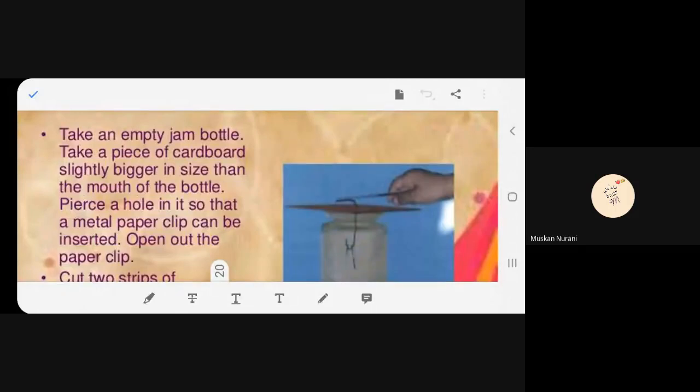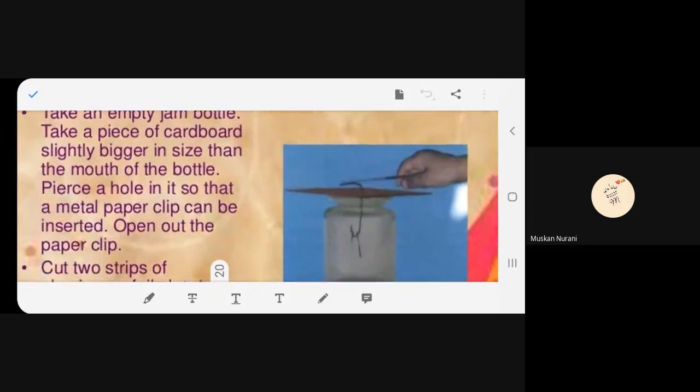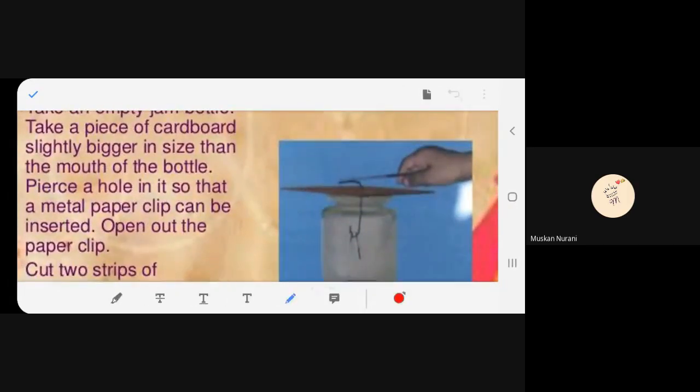So what do we take? We take a jam bottle. Then what do we put? We put a cardboard. Can you see this cardboard? This is the jam bottle. Agree? And we put a cardboard on the mouth. Understood? Then next, what will we do? We'll put a hole in the cardboard in the center, so that I can insert a metal paper clip.